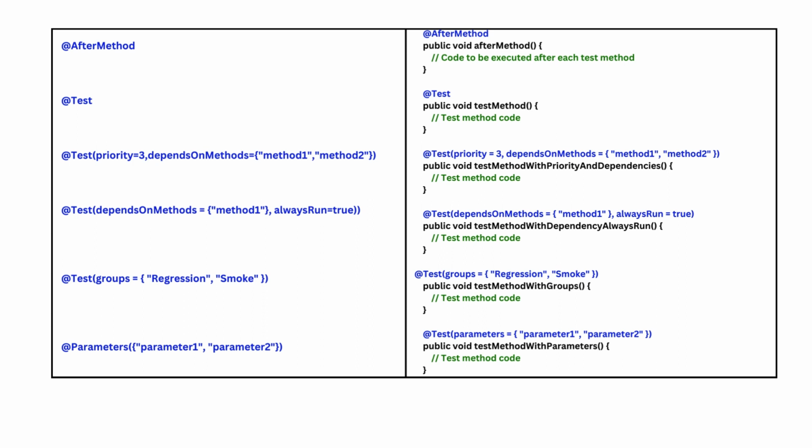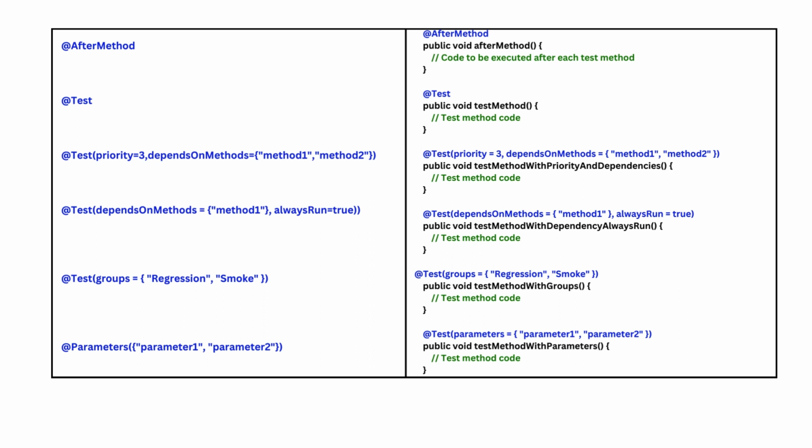It specifies a test method with priority 3 that depends on the successful execution of method1 and method2 before its own execution. @Test(dependsOnMethods = method1, alwaysRun = true). It denotes a test method that depends on the successful execution of method1 and will always run, even if method1 fails. @Test(groups = {regression, smoke}).